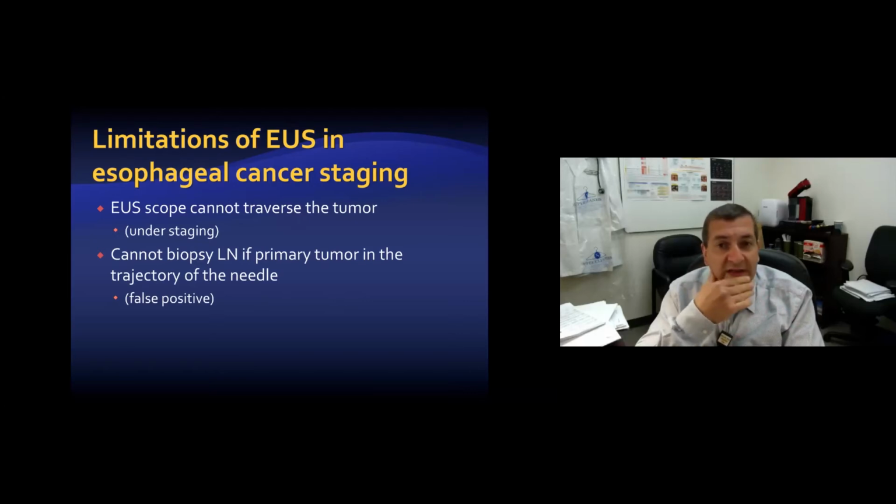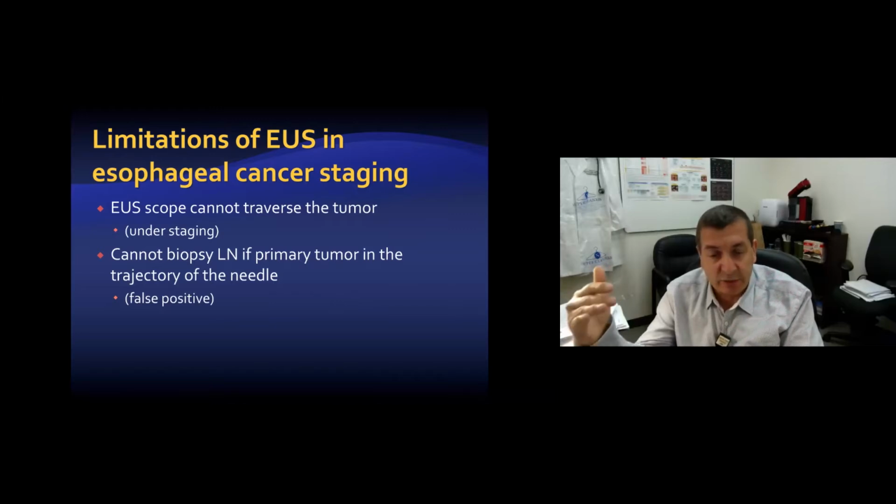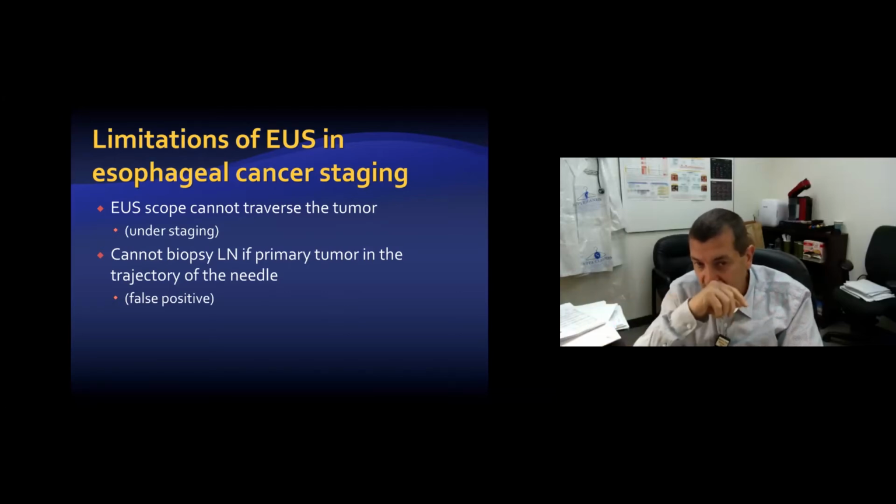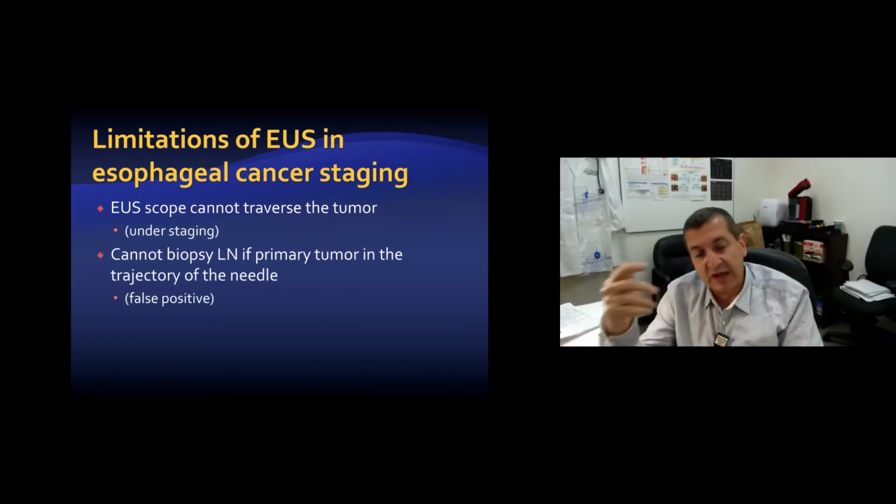Now, what are the limitations in esophageal cancer staging? One, a lot of time, by the time a tumor becomes symptomatic, usually the lumen is very narrow, to the point where sometimes it's very difficult to pass even the EGD scope across. So if you're scanning from the upper edge of the tumor and you're not right in the midst of the tumor just because you can't cross it, then you may be understaging.